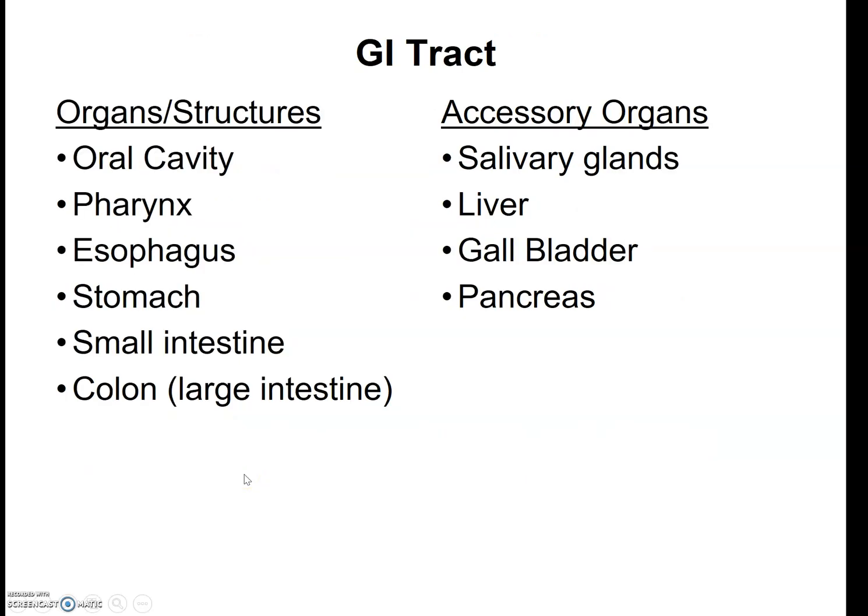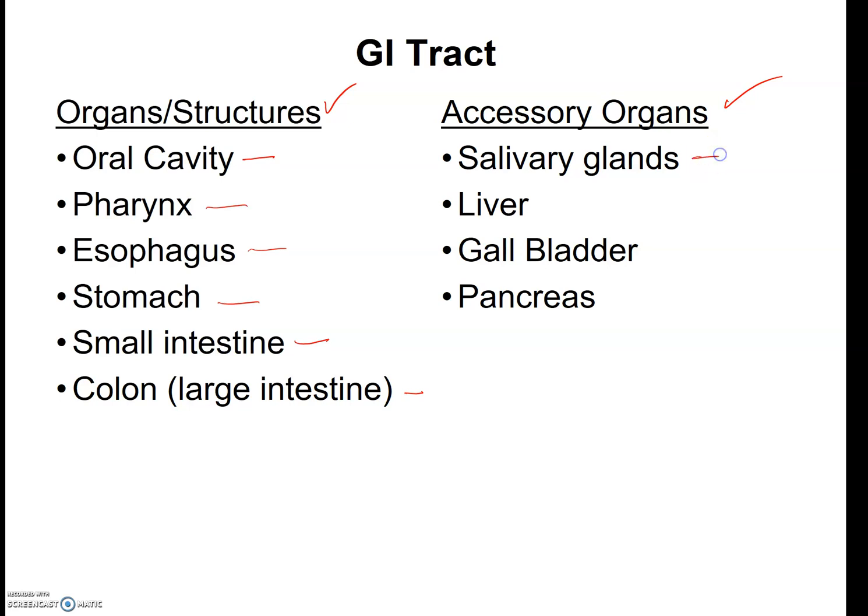The GI tract itself can be divided into our organs and structures, and then into accessory organs. The organs or structures are the oral cavity, your mouth, the pharynx, the back of your throat, the esophagus, the stomach, the small intestine, and then the large intestine or the colon. The accessory organs are organs that you can survive without. However, they make digestion and eating food a lot easier.